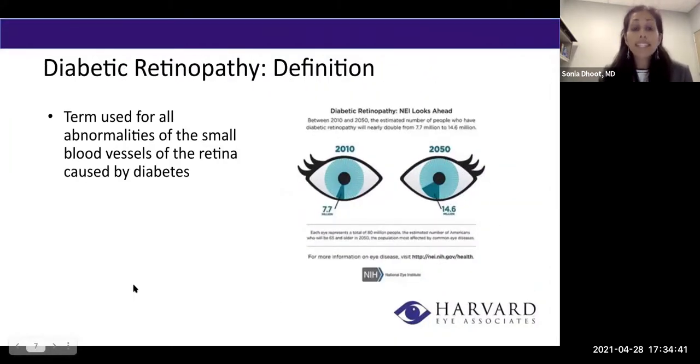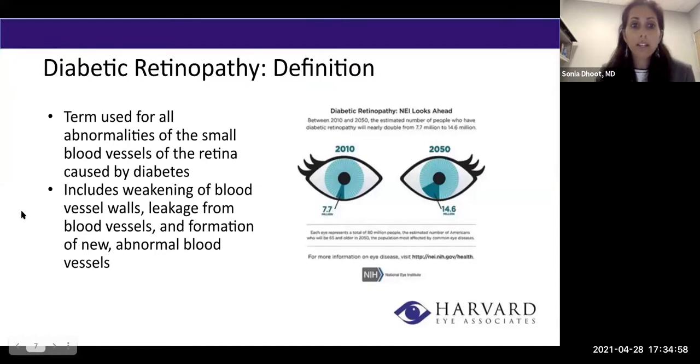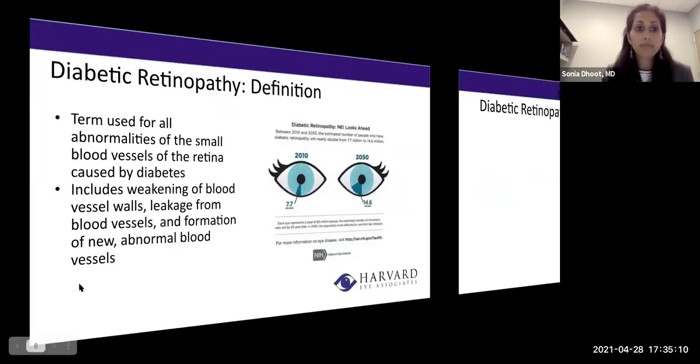So diabetic retinopathy, the retinopathy basically just means that the diabetes has affected the retina, which is the nerve tissue in the back of the eye. So it's a broad term that we use for all abnormalities of the retina that's caused by the diabetes. So it includes the blood vessels becoming weak, the blood vessels leaking, and in really late stages, formation of new abnormal blood vessels that can cause a lot of problems that we're going to talk about in a minute here.